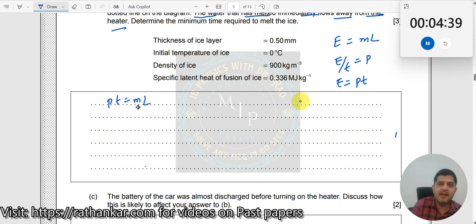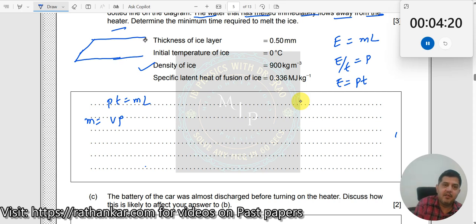What is m here? Mass of ice. Is mass of ice given here? No, mass is not given here. But instead density is given. So you can calculate the mass. How do you calculate mass? Mass is equal to volume into density. Now to find volume, I am looking for volume. So you have an ice block like this. This is your ice block, and this has a small thickness over here. It's like this. So this is what is being given to you already.